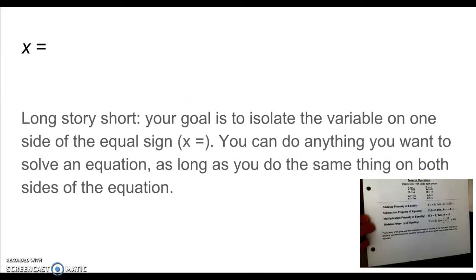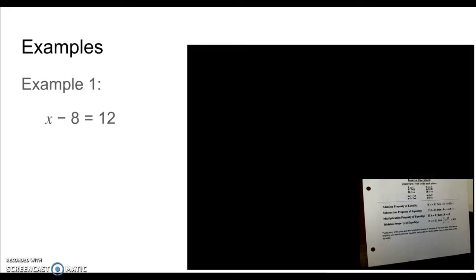So here's our goal. When we're solving an equation, we want to work through systematically using inverse operations and the properties of equality to get an expression that looks like x = something. We're trying to isolate the variable on one side of the equal sign. And you can do anything you want to solve an equation. Anything you want, as long as you do the same thing on both sides of the equation.